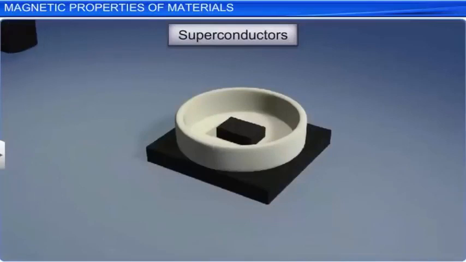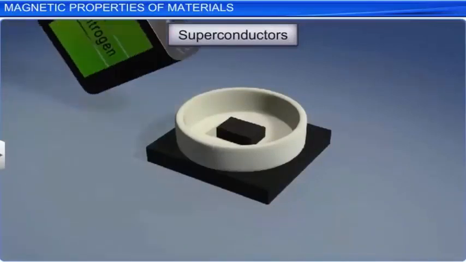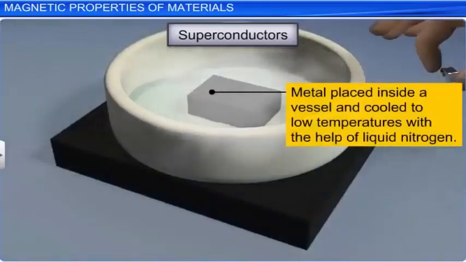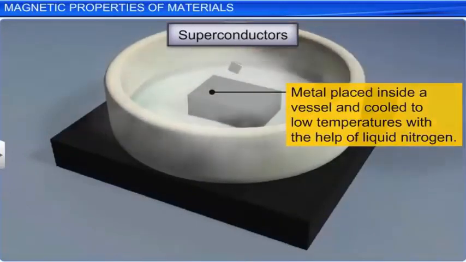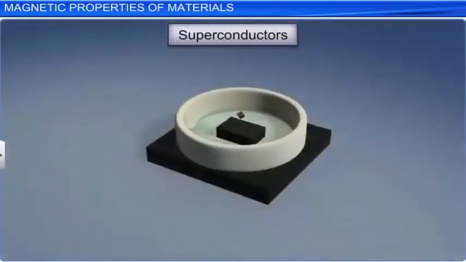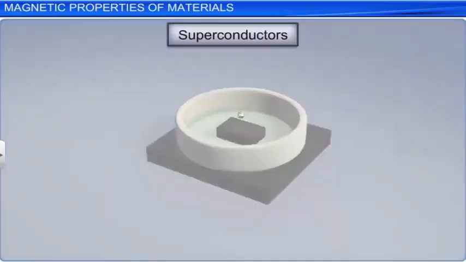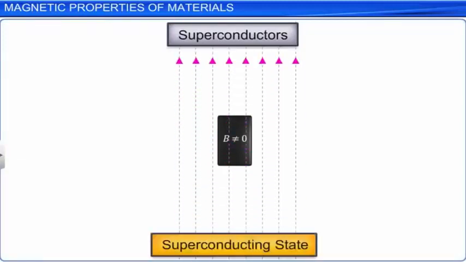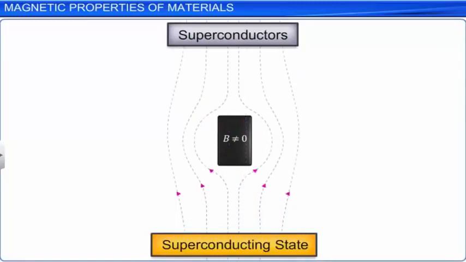Superconductors exhibit perfect diamagnetism. When a material is cooled below its transition temperature, it becomes a superconductor. In the superconducting state, the material behaves as a perfect conductor of electricity and a perfect diamagnetic material. When a material makes a transition from the normal state to the superconducting state, it actively excludes the magnetic field from its interior and hence repels magnets. This is called the Meissner effect.